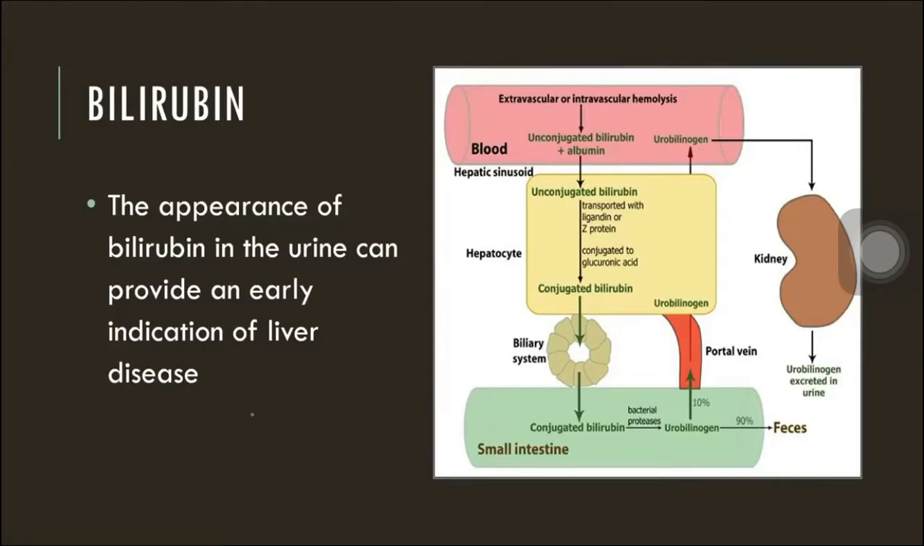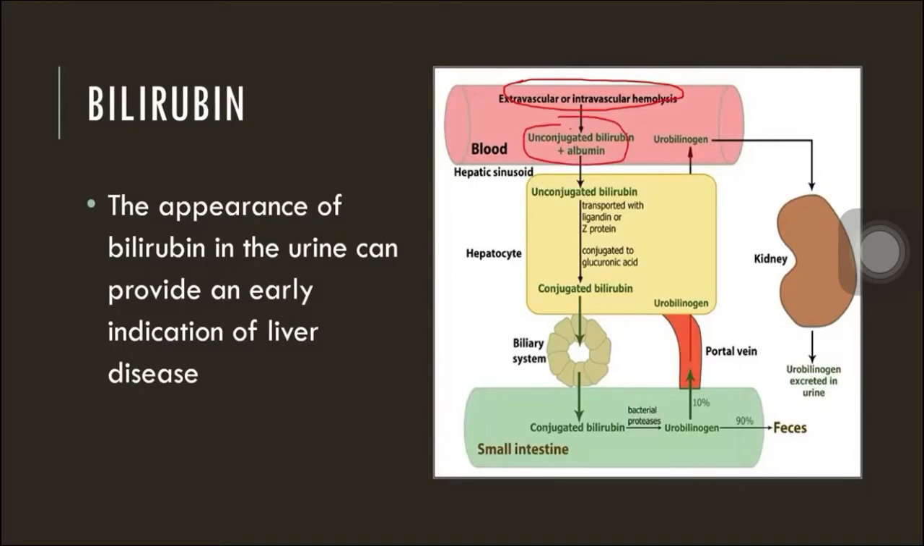This is our bilirubin pathway. Bilirubin is derived from hemoglobin. Hemoglobin is liberated from extravascular or intravascular hemolysis, and the major contributor of bilirubin is extravascular hemolysis. Hemoglobin separates into its two components, heme and globin. The heme part is separated further into protoporphyrin and iron. Protoporphyrin is acted upon by heme oxygenase to become biliverdin. Biliverdin is then acted upon by the enzyme biliverdin reductase to form what we call unconjugated bilirubin.